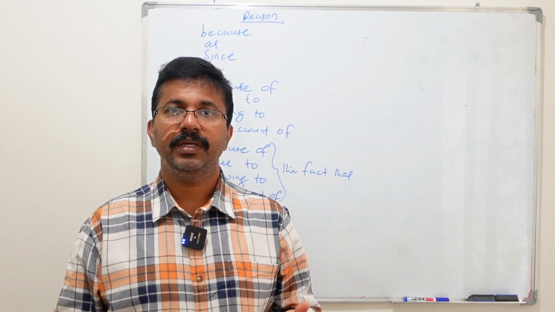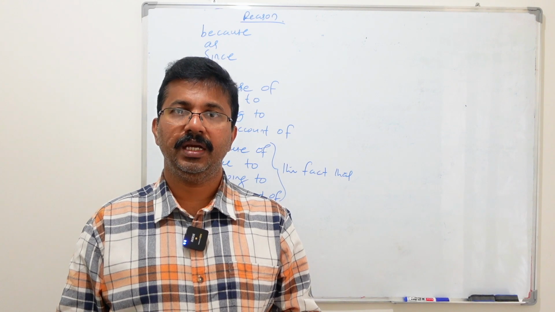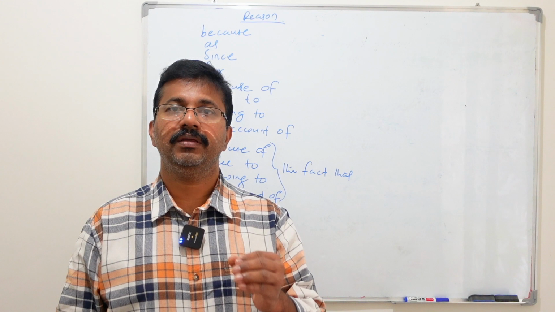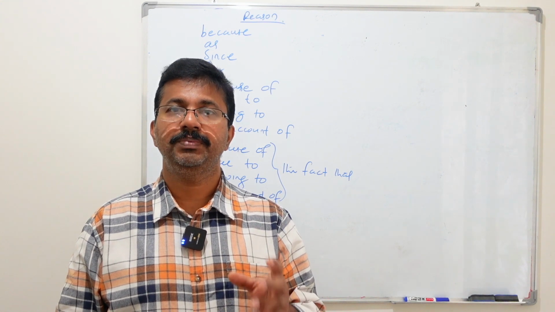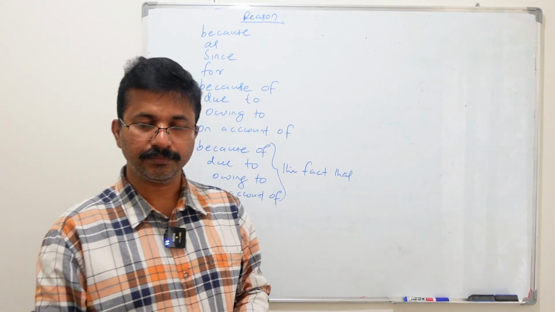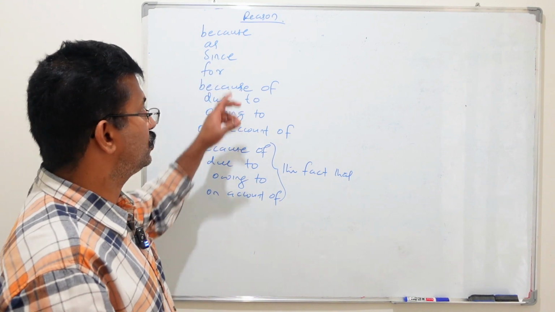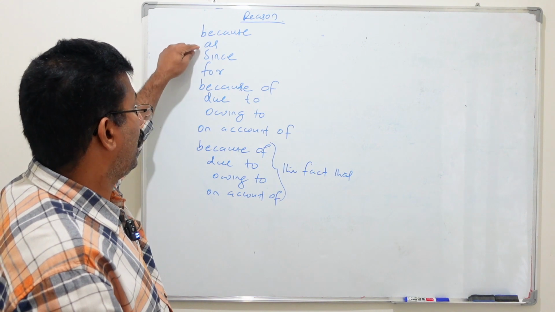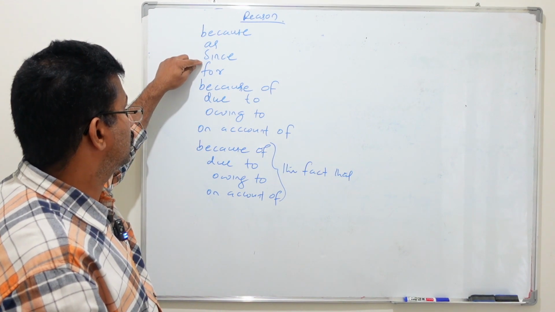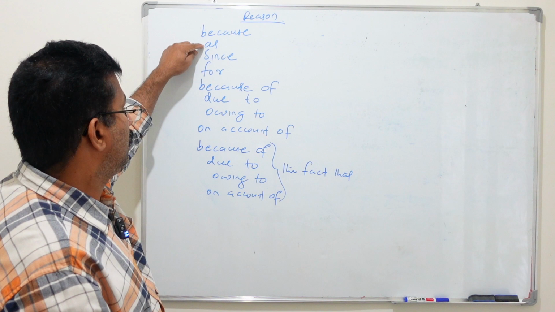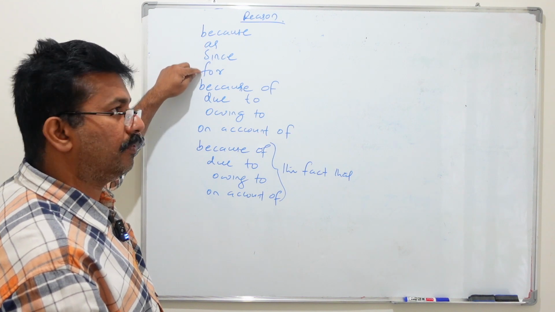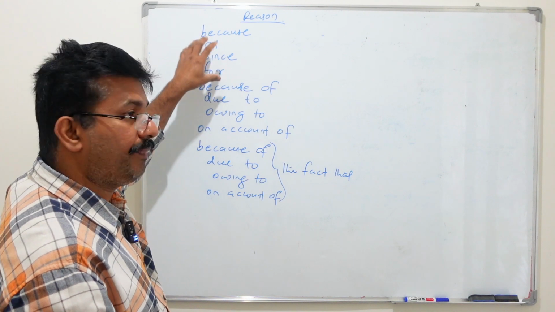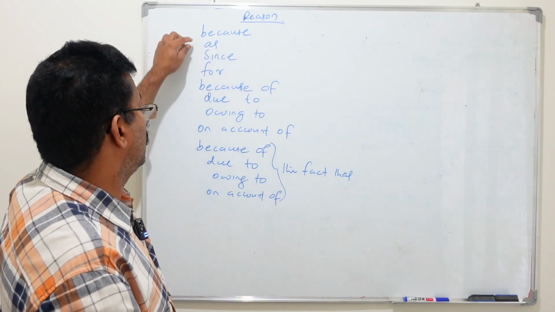In this class we are discussing another topic. We are discussing the expressions to show reason, which is very, very important in both speaking and writing. I have written the expressions to show reason in English. They are because, as, since, for. As, since and for have other uses as well. I will explain that later in a different session.